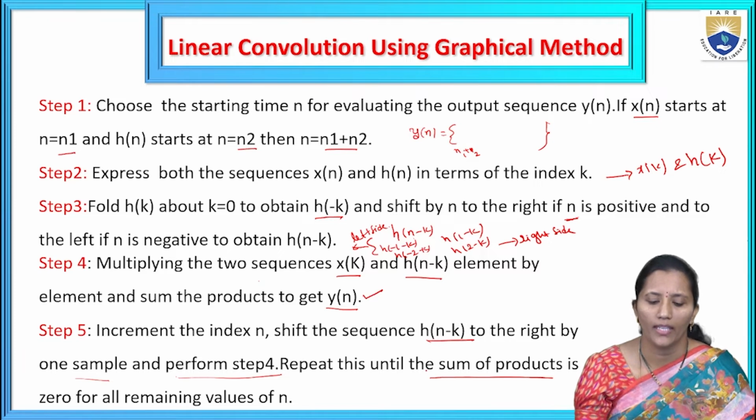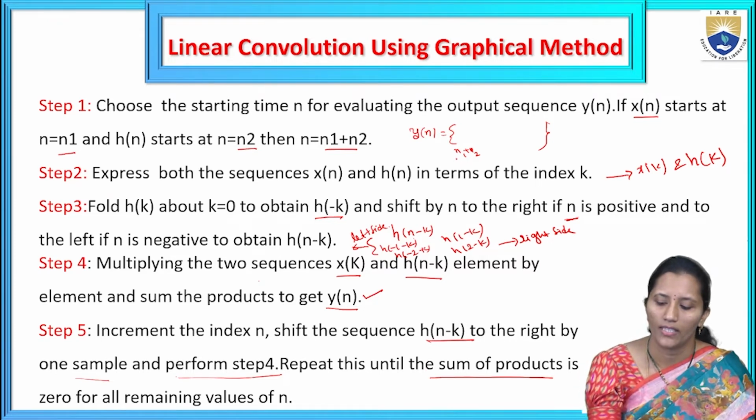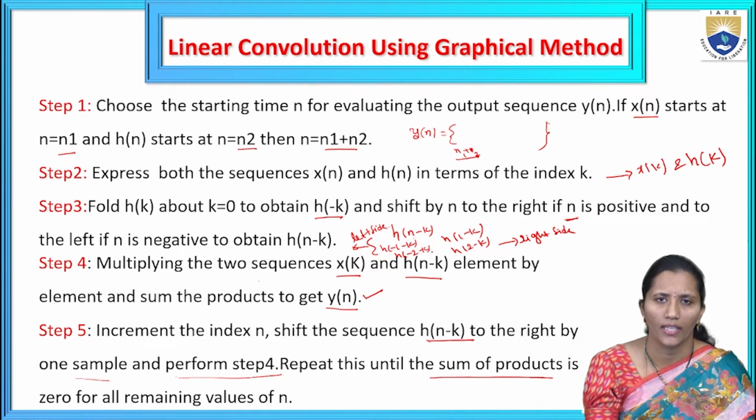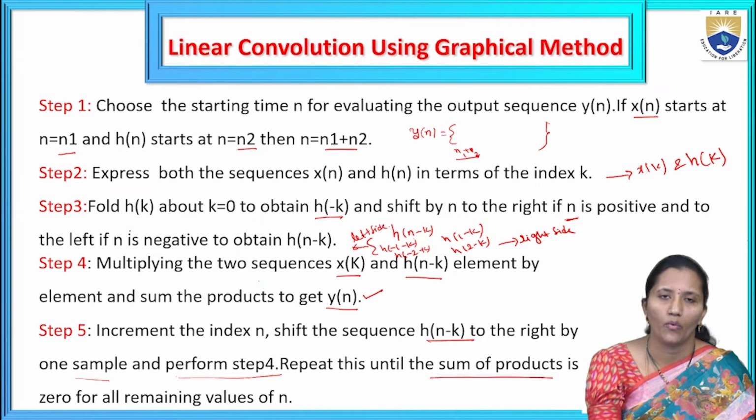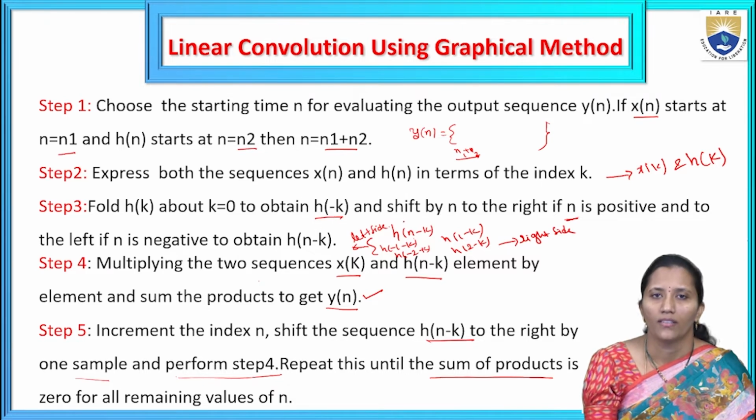So what we are doing here: in step 1, we are finding the starting index of y of n, that is n1 plus n2. n1 is the starting index of x of n, n2 is the starting index of h of n. Then we are representing both the sequences x of n and h of n in terms of x of k and h of k. In the third step, fold h of k about k equal to 0 to obtain h of minus k and shift the sequence we are getting, h of minus k.